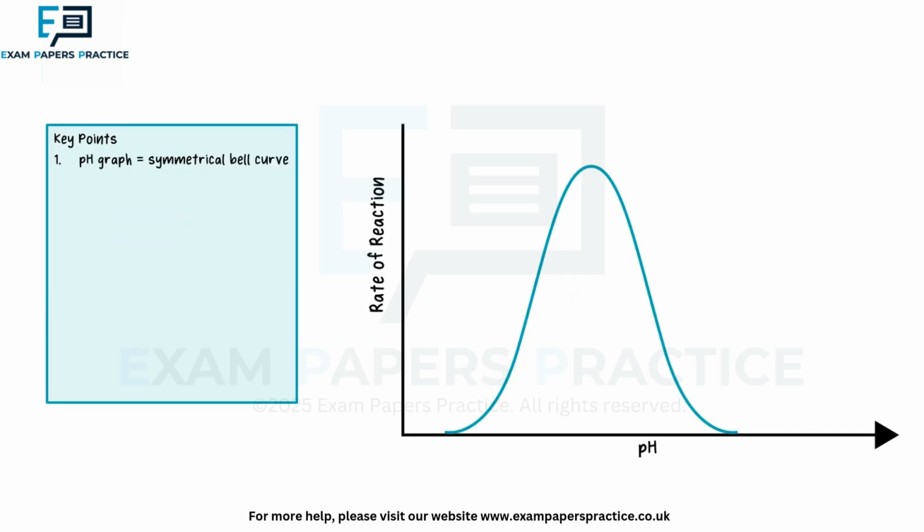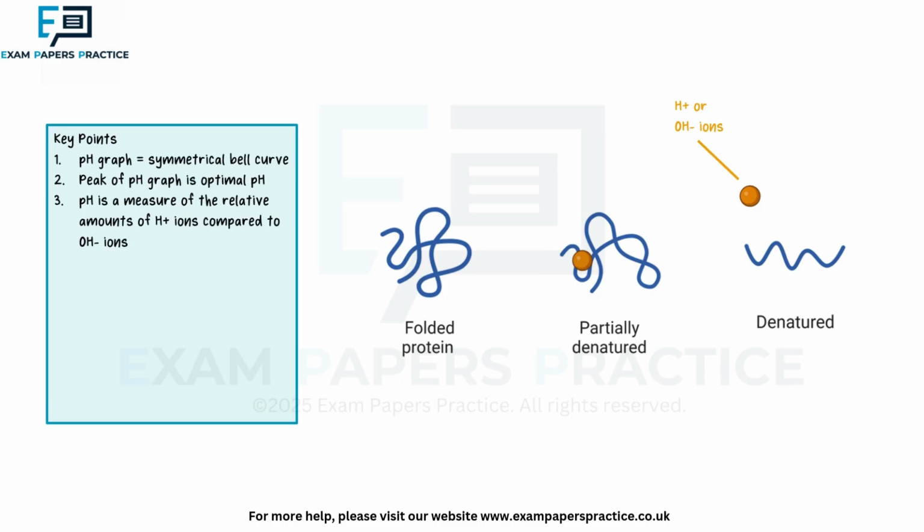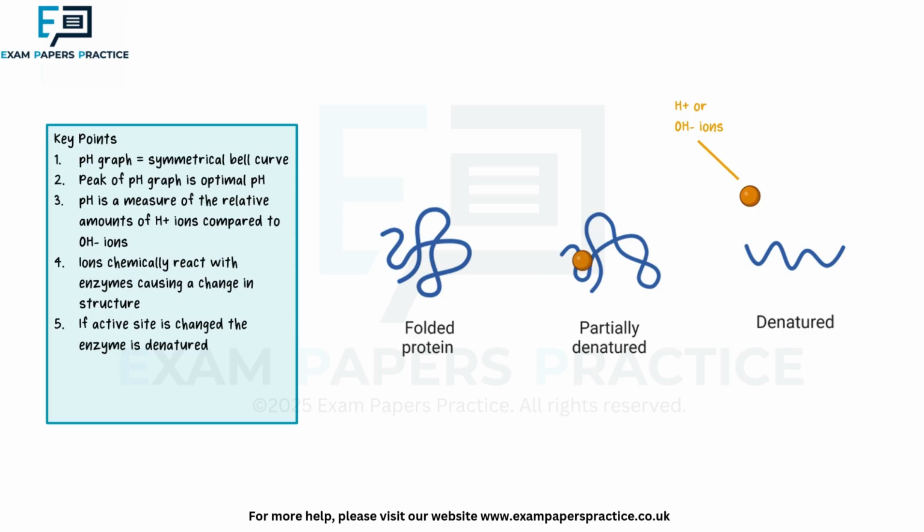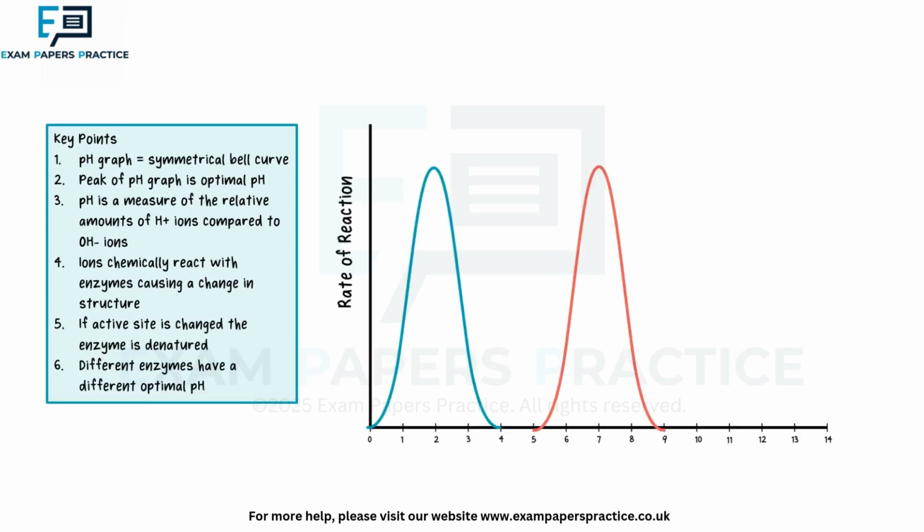A pH graph is similar in shape to the temperature graph. However, the bell-shaped curve is symmetrical on either side of the optimal pH. Recall pH is a measurement of hydrogen ions relative to hydroxide ions. Ions chemically react with enzymes, causing a change in their structure. When the protein is denatured or unfolds, the active site is altered and cannot bind to the substrate. Different enzymes will have different optimal pH ranges.